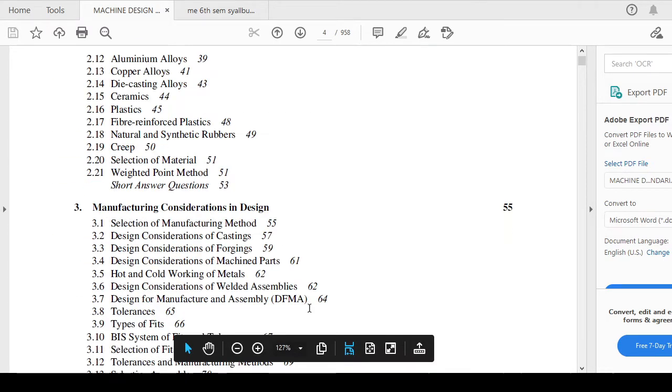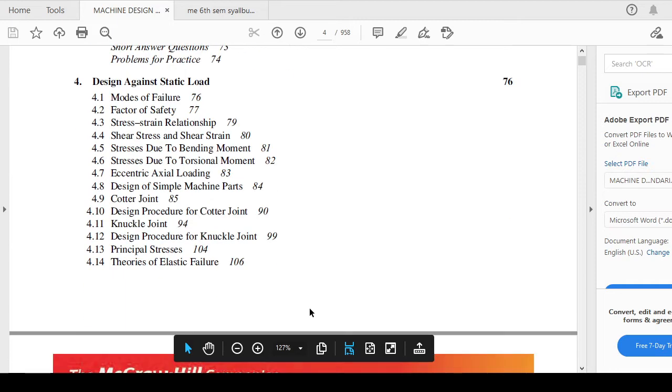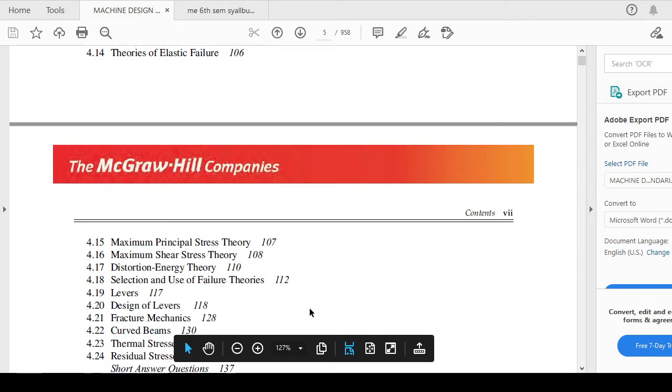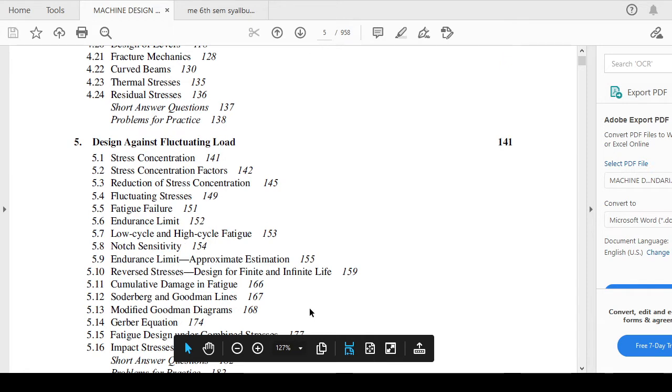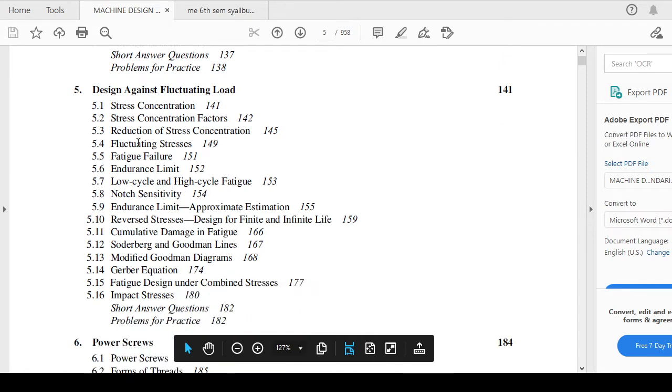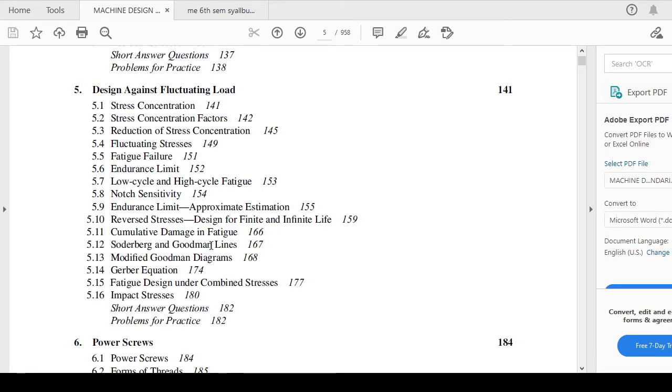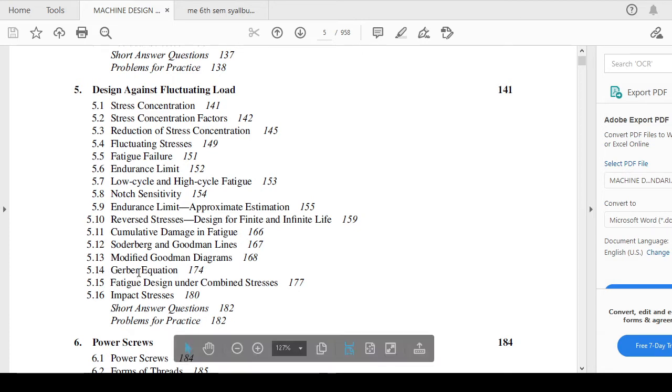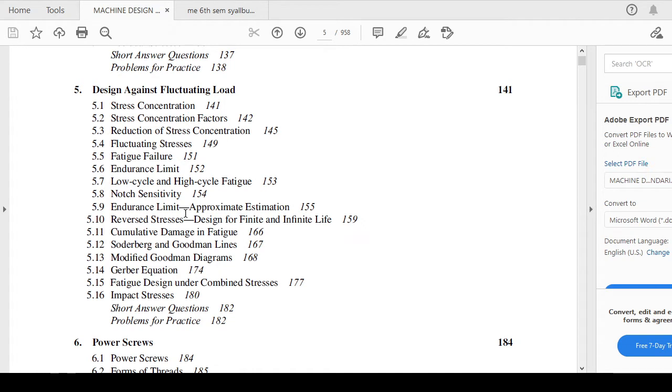I will just highlight a few topics, and whenever you want to refer, you can refer to these books for those topics. As far as unit 2 is concerned, you will get most of the topics in chapter number 5, which is design against fluctuating load. You will get Soderberg, Goodman's line, modified Goodman diagram, Gerber's equation, fatigue design under combined stresses, low and high cycle fatigue, and what you understand by stress concentration. So units 1 and 2 will be covered by this chapter of B.V. Bhandari that I am referring to.